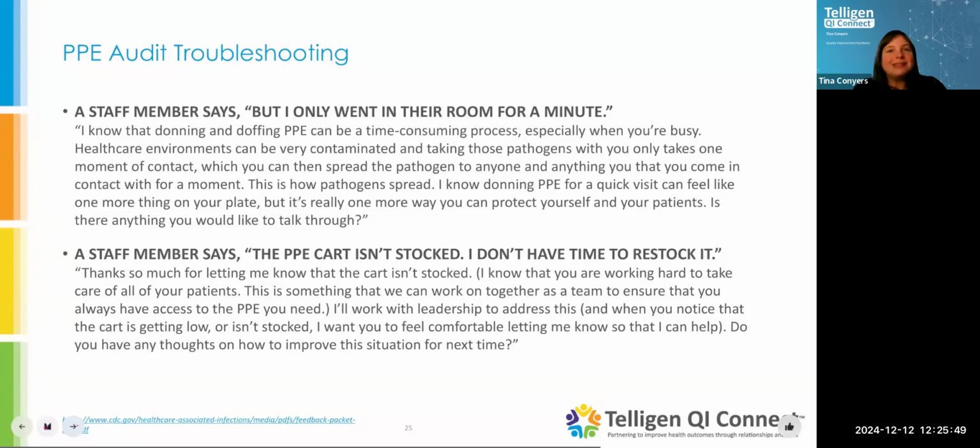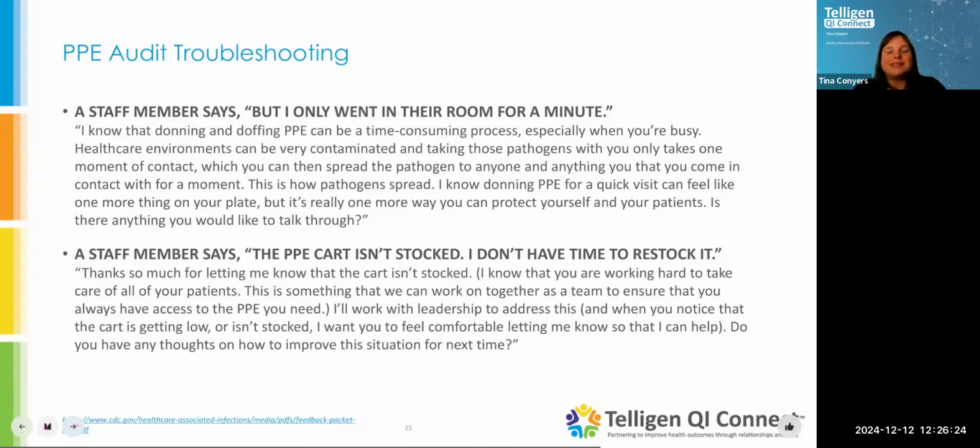Some saying, well, I only went into their room for a minute, and helping them remember that when you are in a healthcare environment, this can be really contaminated with pathogens, and it only takes 1 second for them to get on your skin, and then one more second for it to pass from your skin to another surface. Make sure you're underlining the importance of protecting their body and their families' bodies, as well as the residents at the home.